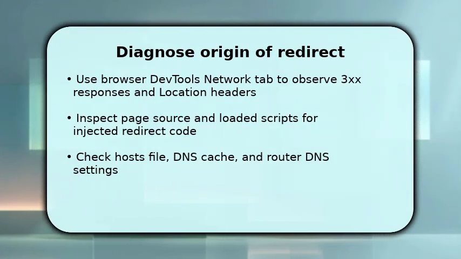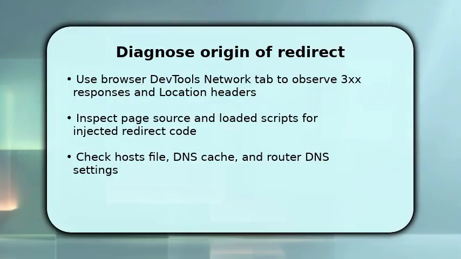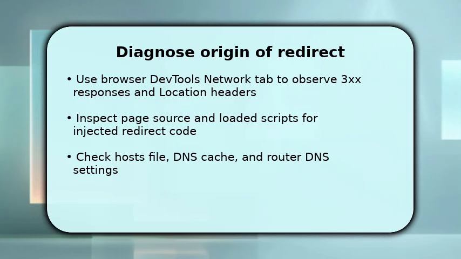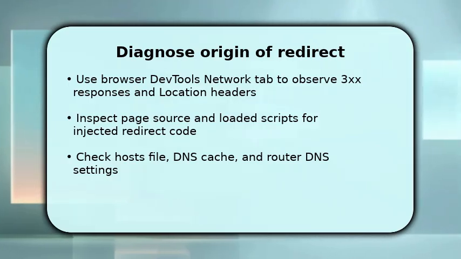Open Developer Tools, go to Network and reload. Look for 3xx responses and location headers to see which resource issues the redirect. Then inspect the page source and the list of loaded scripts to find inline or injected redirect code. Search for window.location or meta refresh tags.